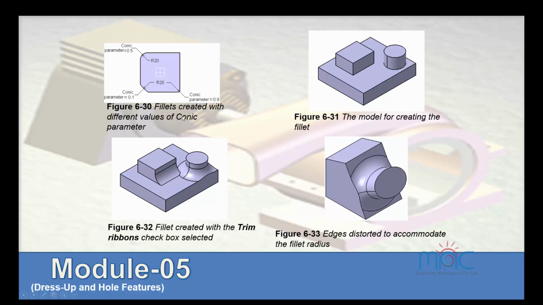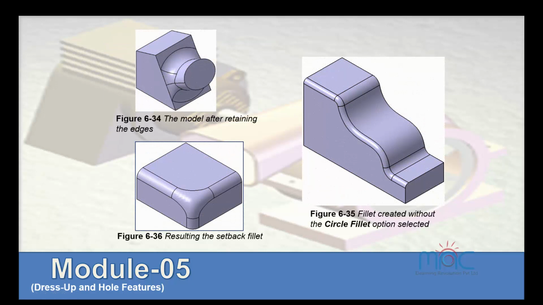And here you can see some of the complex combinations where two different edges are meeting, and how you can control that by using the trim ribbon. And here you can see fillets created with different values of conics at different corners, that also we'll be looking at. And in this particular model we saw how you can trim the options and finally apply the fillets, and edge distortion to accommodate the fillet radius over that, because when the fillet is applied, this edge will be disturbed, and how to maintain that is very key and important in complex situations.